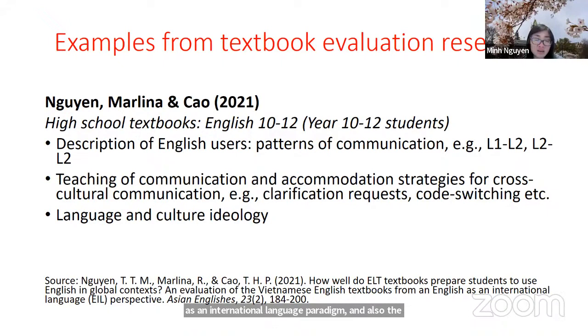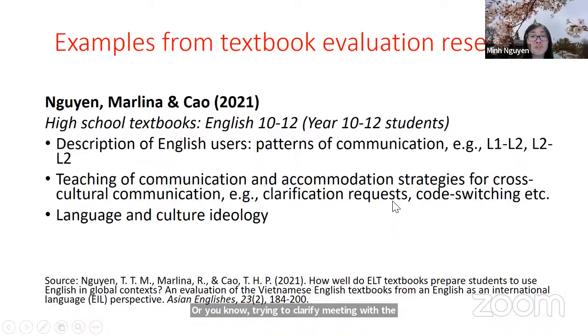And we focus on the description of English users in the books, okay? So who are positioned as English language users? And to what extent multicultural communication is portrayed. So we look at patterns of communication presented in the books. Are they mostly L1, L2, or are there any examples of L2, L2 interactions or not? And we're looking at the teaching of communication and accommodation strategies for cross-cultural communication. For example, do the books teach students strategies for making themselves understood or clarifying meaning with their interlocutors? So strategies such as clarification requests, confirmation checks, repair, code switching, and so on and so forth.